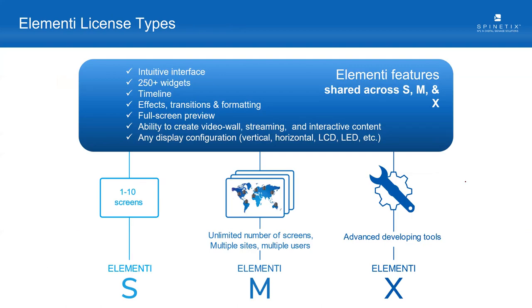One note here about different versions of Elementi. When you go and download the trial from the website, you'll be downloading Elementi S. Elementi S is a product that's for offline SMB installations. So it's really for a LAN of 1 to 10 screens, usually not using cloud. Elementi X, I'm going to put a sort of cross on it here, not because it's not important, but because for this particular RFP, it's very clear that we don't need that.